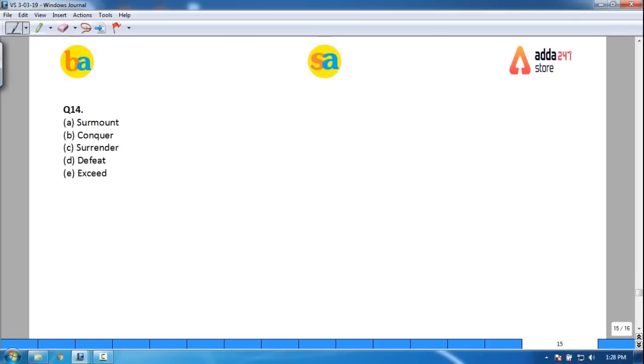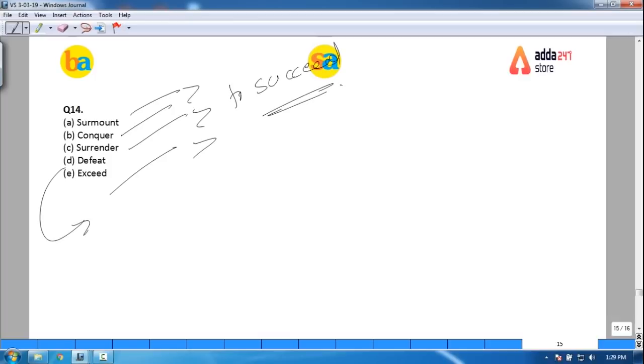सराउंड, कॉन्कर, सरेंडर, डिफीट, एक्सीड, यहां पर सबका मीनिंग है सेम. यहां पर टू सक्सीड, आंसर इज डी.